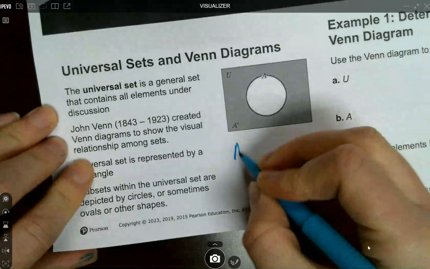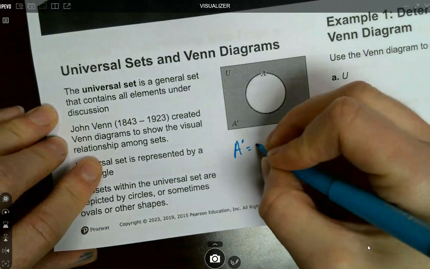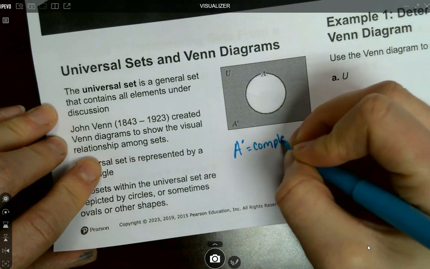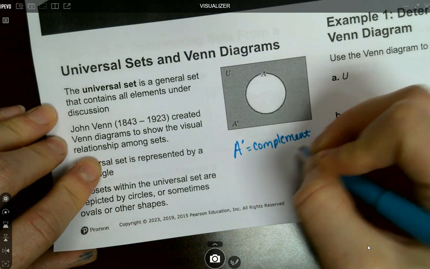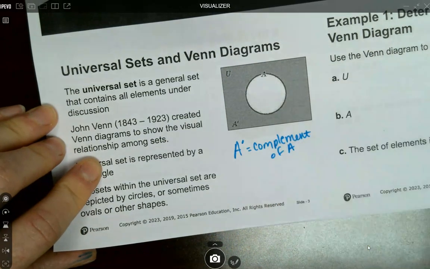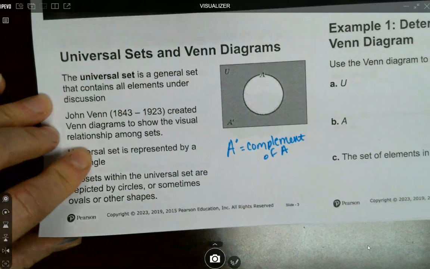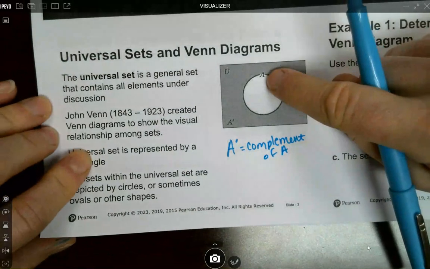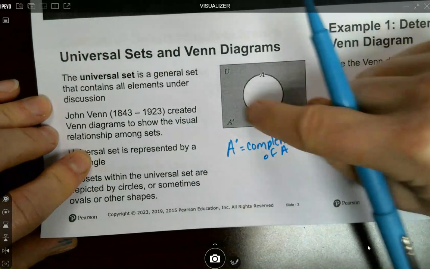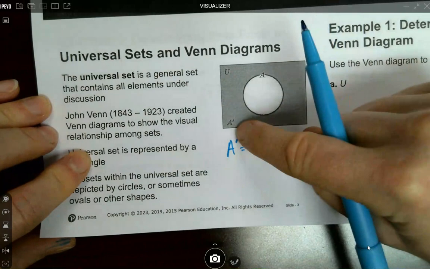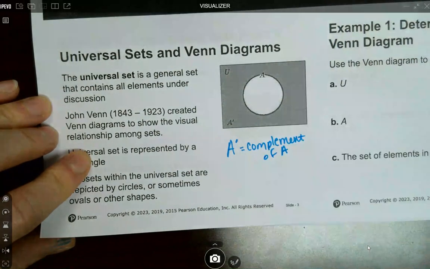So the complement's the opposite. Complement means the complete opposite. So if we're talking about movies I love, that would go in here. A prime would be movies I don't love.